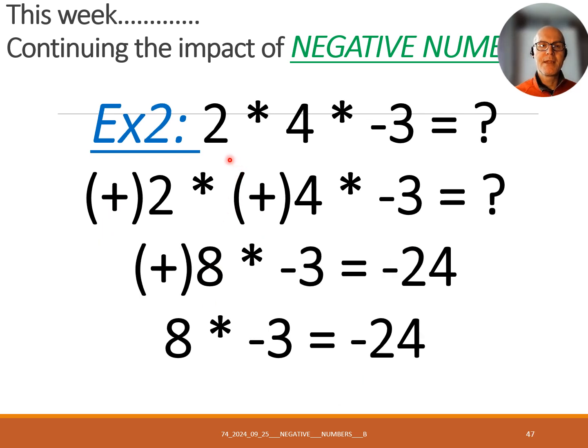Example 2. 2 times 4 times negative 3. We put the positive signs in. Positive 2 times positive 4. Positive times a positive is a positive answer. Positive 2 times positive 4 is positive 8 times negative 3. So we've got positive 8 times negative. So the answer is going to be negative. 8 times negative 3 is negative 24.